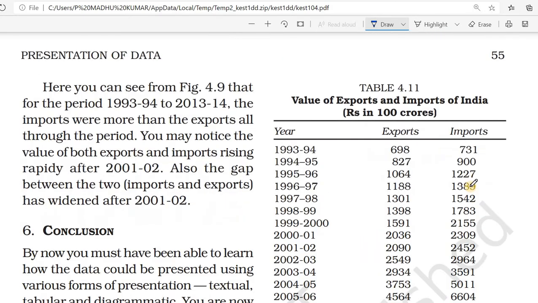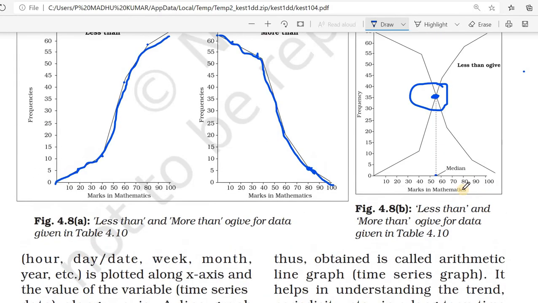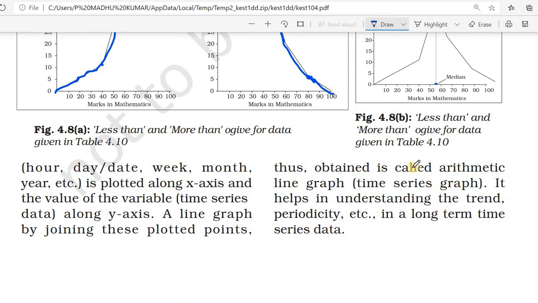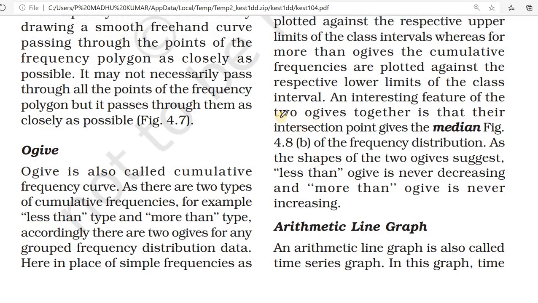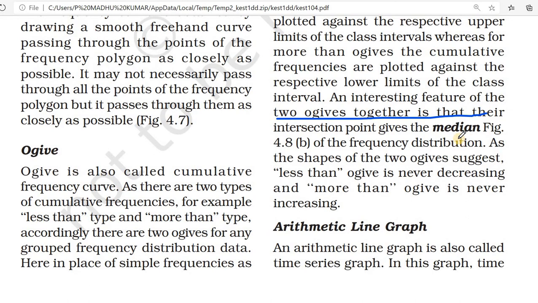From ogives we can find out the median also. That is the specialty. When the two ogives are drawn together, their intersection point we call the median. From the ogive we can find out the median also.